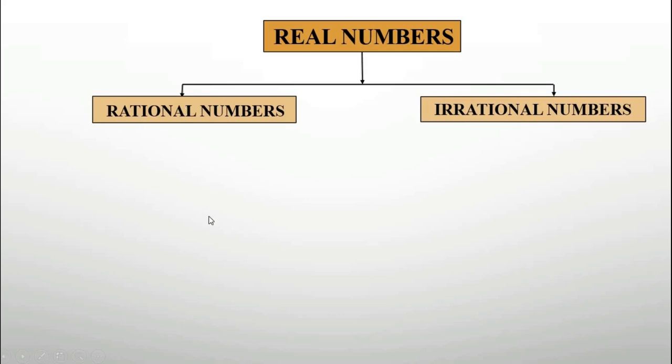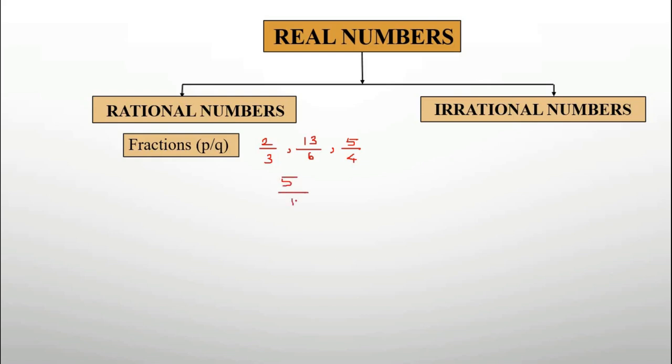So the first one, let us begin with the fractions, which are of the form p by q. For example, the numbers of the form 2 over 3 or 13 over 6 or 5 over 4 or even you can write it as 5 whole numbers, because 5 can be written as 5 over 1. And for example, if it is 1000, then even 1000 can be written as 1000 over 1. So these also can be represented as fractions. So all these kind of numbers fall under the rational numbers.